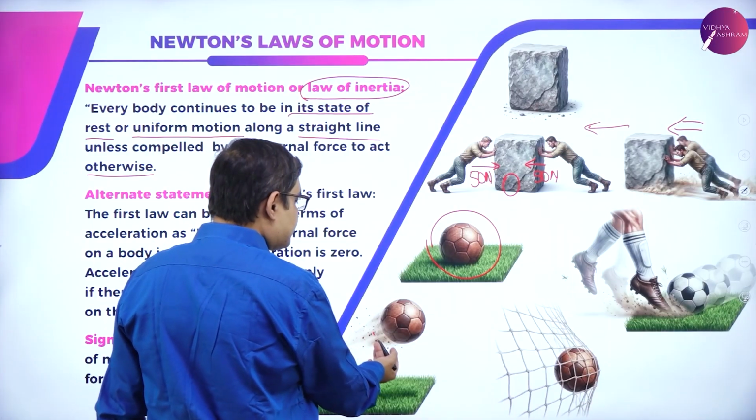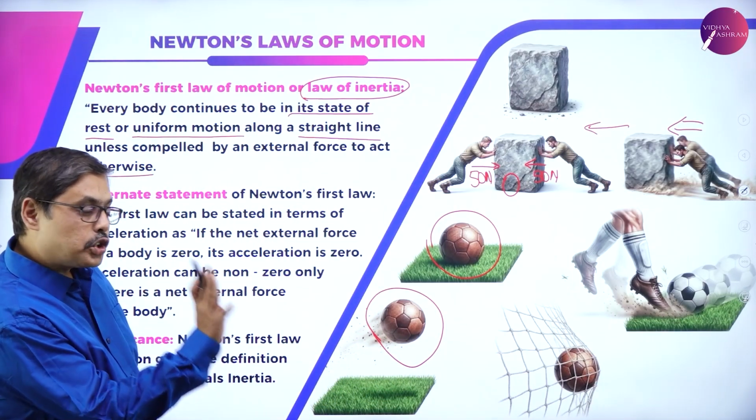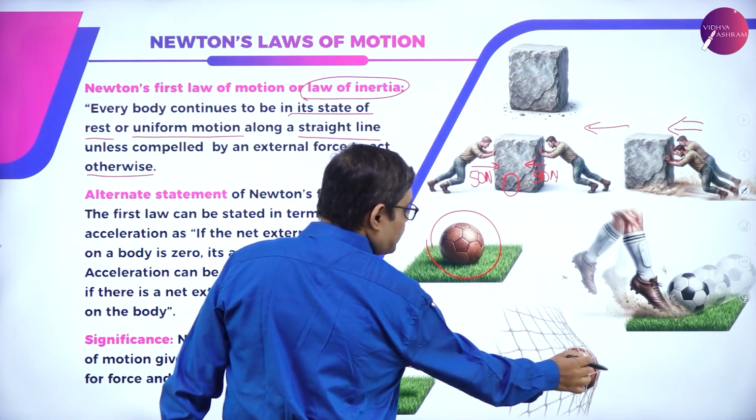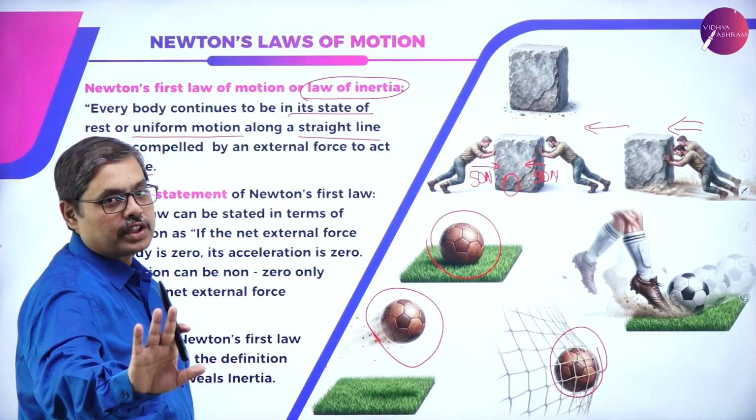You can also take the example of a moving ball. Someone has already kicked the ball. Unless someone stops it, okay, unless a net stops it, this ball will not stop moving. It will be in a state of motion itself.